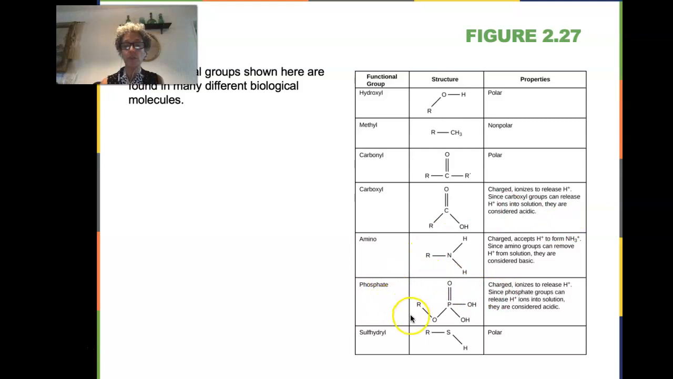Phosphates will be very important, very complicated. We have a phosphorus. It is double bound to an oxygen. It's got 2 hydroxyls, so it's going to be polar. It's also charged because it releases hydrogen ions from its hydroxyl groups, and because it does that, it is acidic. And then sulfhydryl is also polar. It's got a sulfur and a hydrogen, and sulfur is directly below oxygen on the periodic table. So when you see an SH, it's going to have similar values in terms of polarity as an OH.